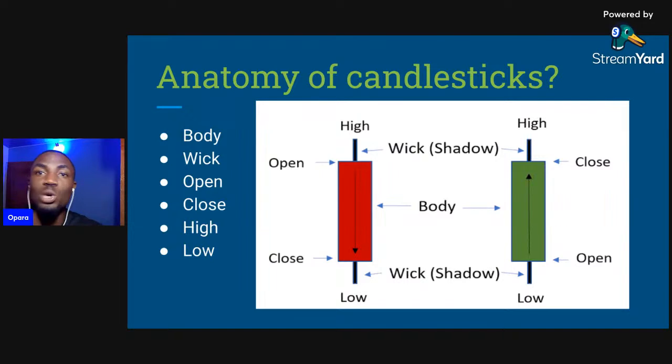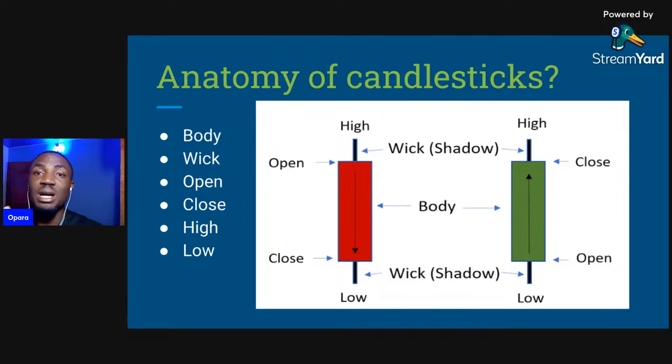Likewise, the close is when the candle stops formation. Let's say we're in the 30-minute time frame, and it's 1:30. We say it's a 30-minute candle. So the moment it is 1:30, a new candle begins to form. That particular price at which the candle begins to form is the open. Then at exactly 2 o'clock, that candle closes.